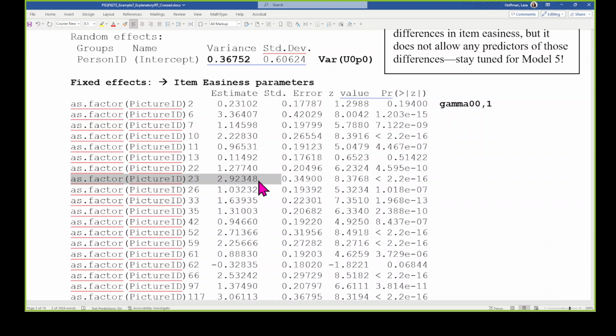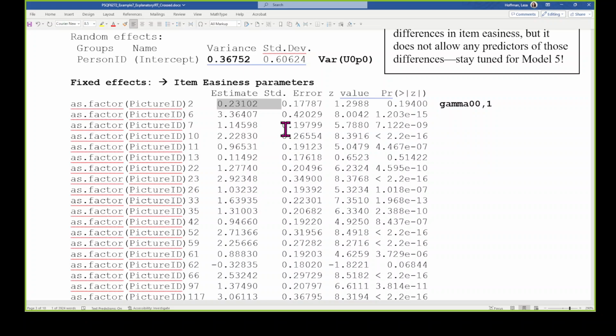Yes, I don't have any idea as to why picture 23 is much higher in accuracy than picture 2. It's not in the model. It can't go in the model. So this model saturates, that's the word that I would use. It saturates all item mean differences by putting in which item is which as a predictor. But it doesn't help me explain why there are these differences.